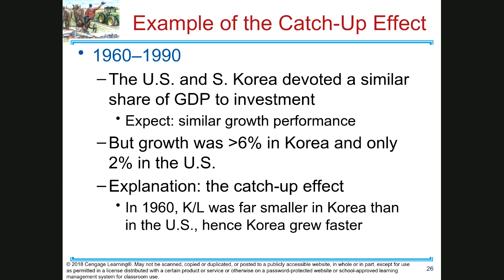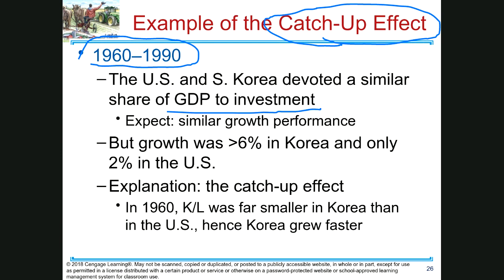Let's say we already talked about the catch-up effect, right? Okay, 1960 to 1990, the U.S. and South Korea devoted a similar share of GDP to investment. It expects smaller growth performance, but growth was more than 6% in Korea versus 2% in the US. Again, this is a catch-up effect. Korea was here, the US was here. You give them more, they jump higher. Give them here, they jump a little bit. Okay? This is a catch-up effect.